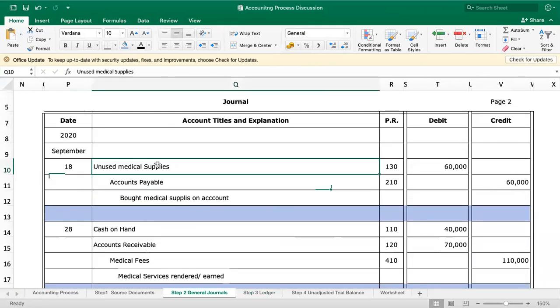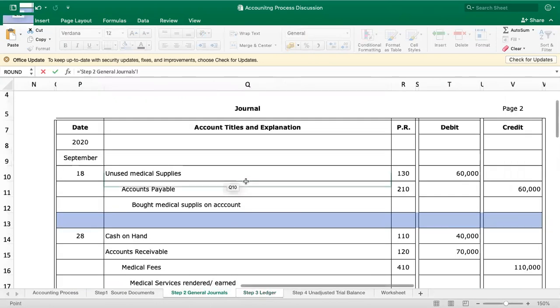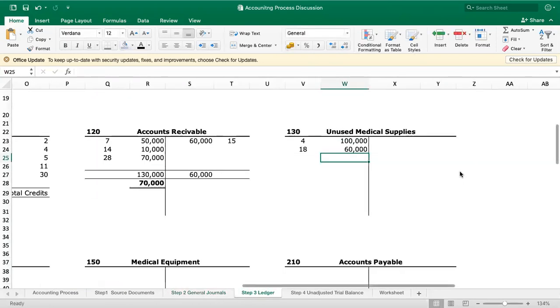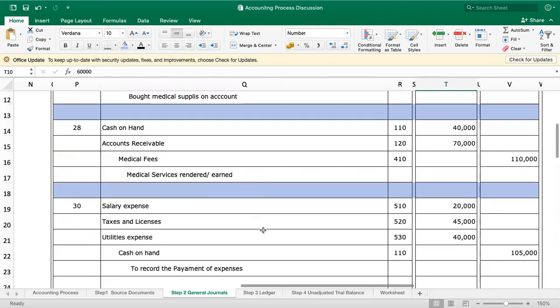Ayan, meron, September 18. You have September 18, you have unused medical supplies. That's debit pa rin, 60,000. Therefore, September 18, that is debit 60,000. Okay, balik tayo. Page 2, meron pa ba? Okay, wala na, di ba?